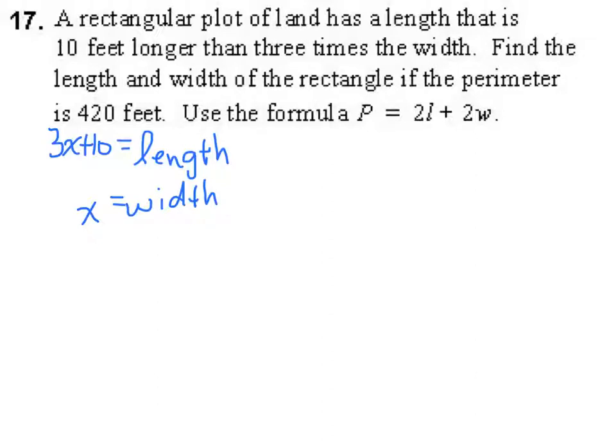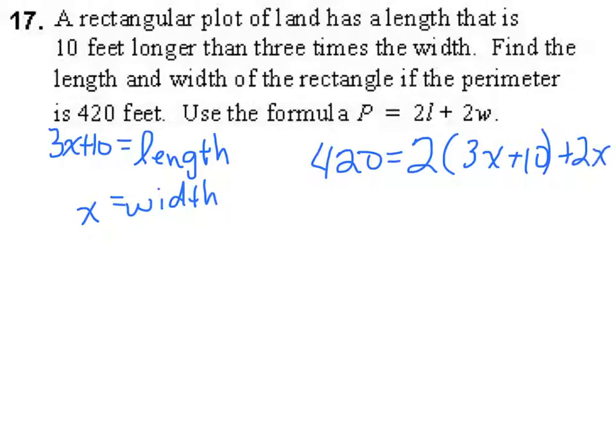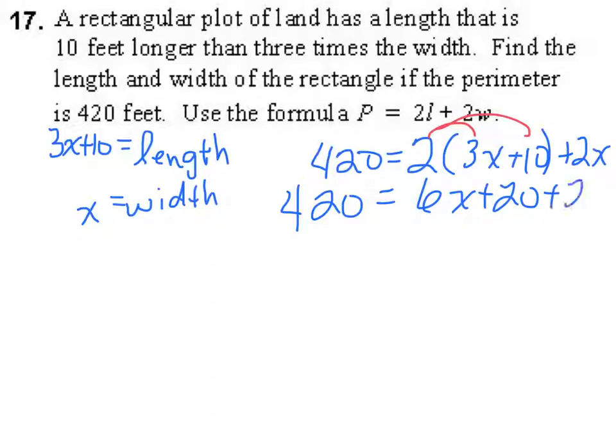And they told us the perimeter is 420, so we're going to substitute into the formula they gave us. So 2 times the length plus 2 times the width. So the first thing we're going to do is distribute. So I have 420 equals 6x plus 20 plus 2 more x. So 420 equals 6x plus 2x is 8x.